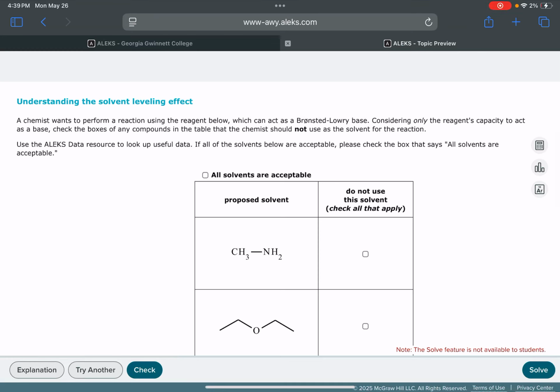Okay, so it's Memorial Day. We don't have class, and yet we still have a homework assignment due. So, I want to offer some extra support. Here's a topic that 3 students have attempted but unsuccessfully, called understanding the solvent leveling effect.